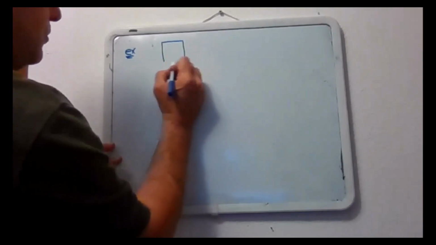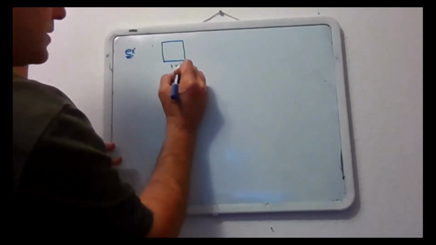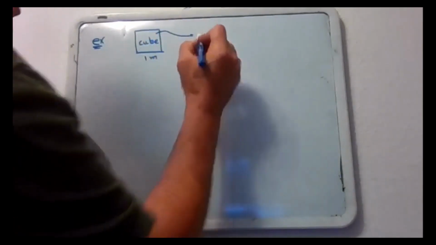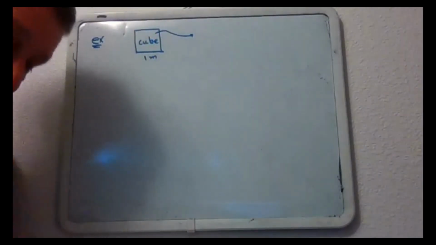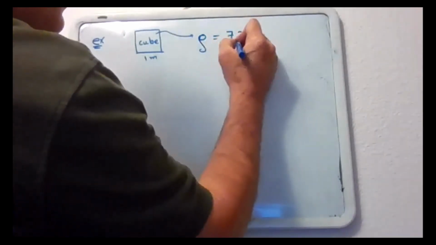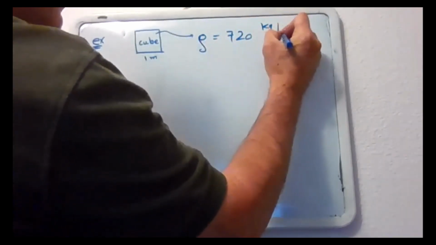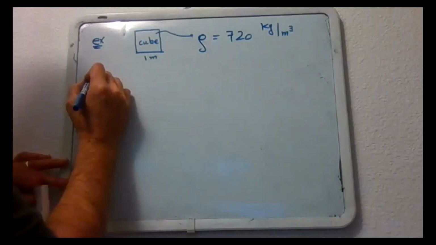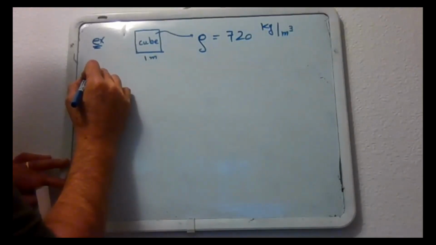So we're going to imagine a cube, which is 1 meter on a side. That's our object that we're going to look at. Hopefully you can see that. Let me get a little bit closer for you guys. A cube, 1 meter on a side. That cube is made out of wood, and wood's density is usually less than water. So this wood is going to have density 720 kilograms per meter cubed. What we're going to do is put that cube in water.